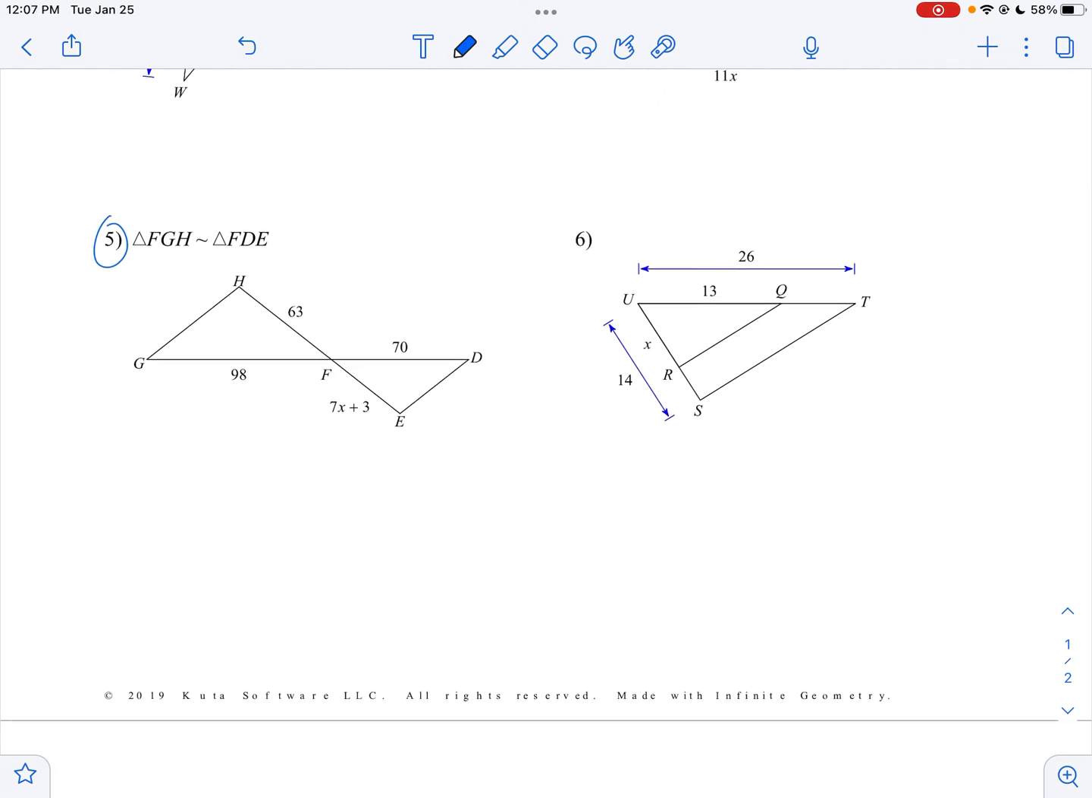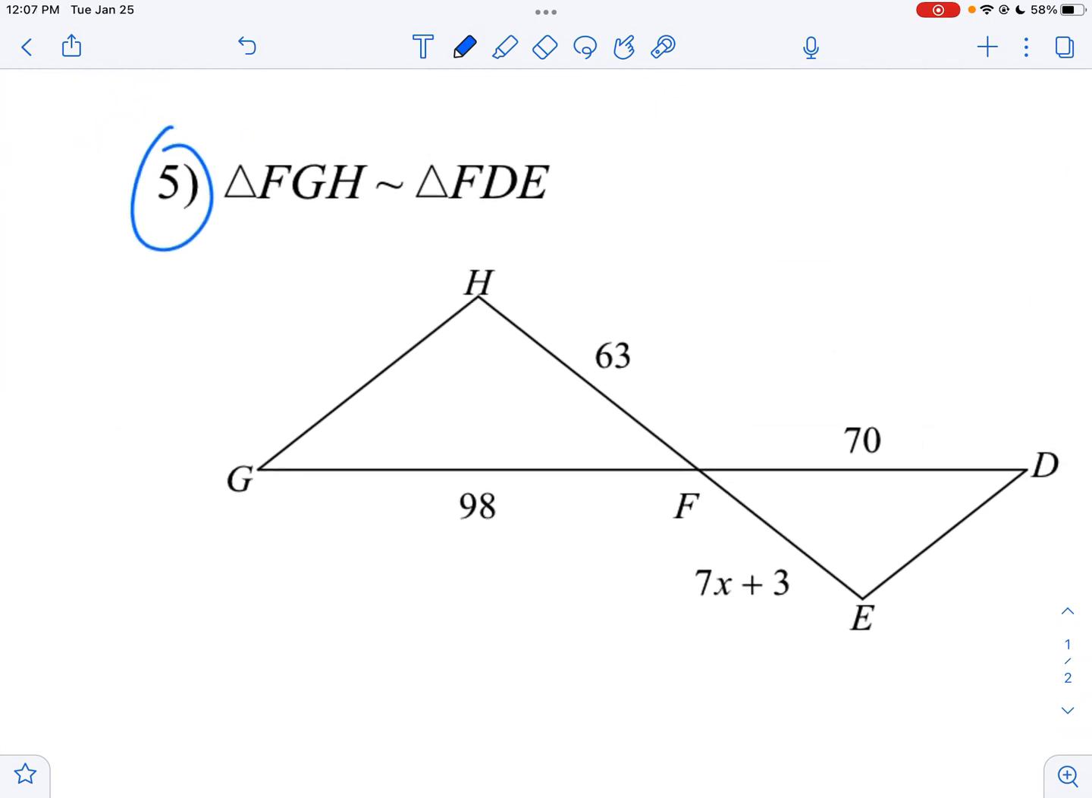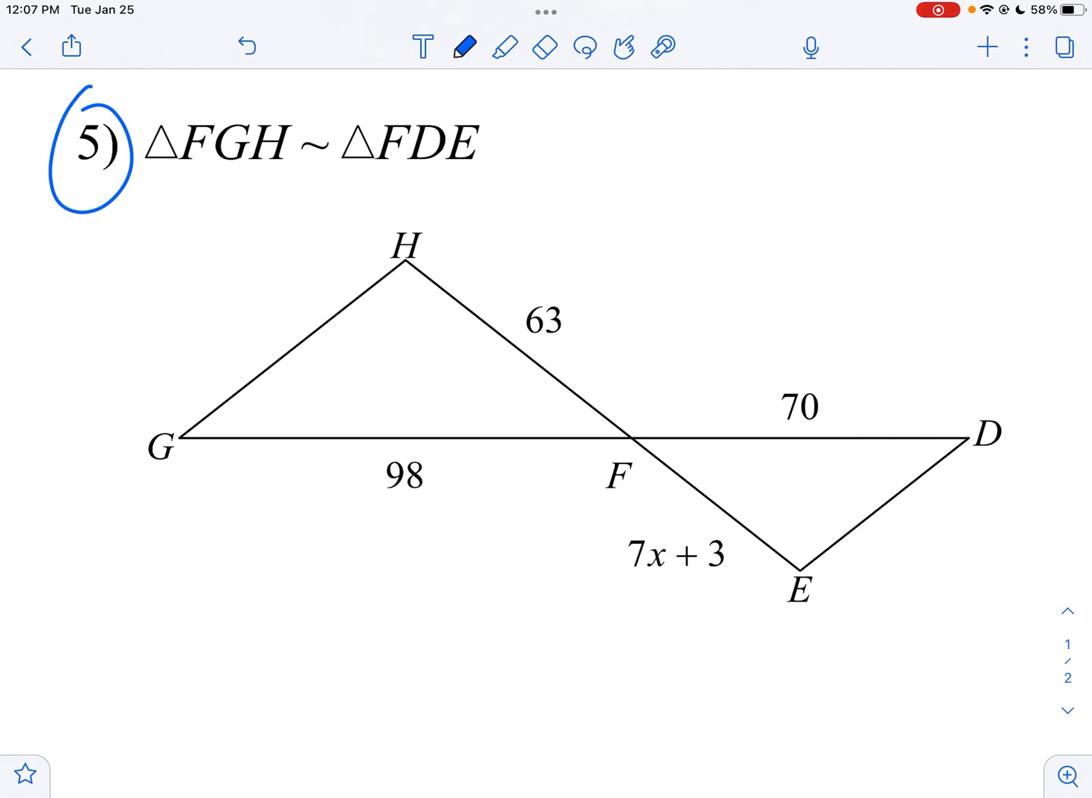So the example I'm going to go over is 5, because there's not really an example like this in the notes, so I figured I'd do one from your assignment that looks like this. These ones where it's got two triangles connected at a point can be a little bit tricky in setting up your equation, but it's important to know what parts correspond to each other.